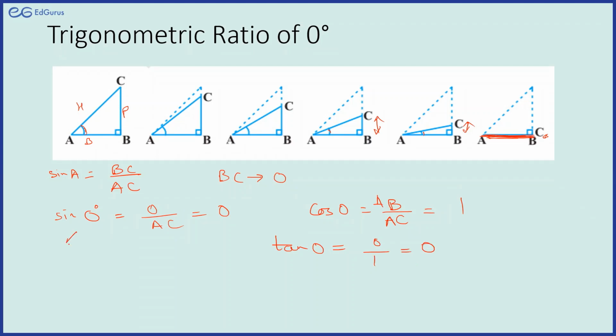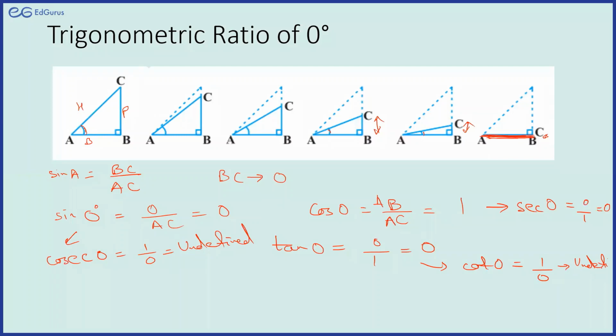Okay, so what will cosec be? Cosec will be 1 upon 0. It's undefined. Anything divided by 0 is undefined. Sec 0 is 0 upon 1, 0? Actually sec 0 is 1 upon cos 0, which is 1. Cot 0 is 1 upon 0, so undefined. Okay, so you got all your values for 0 degree.